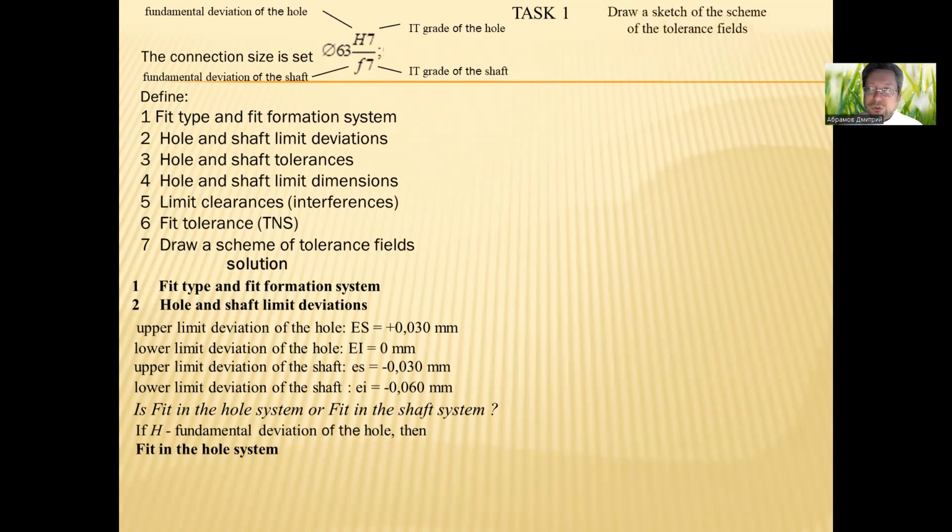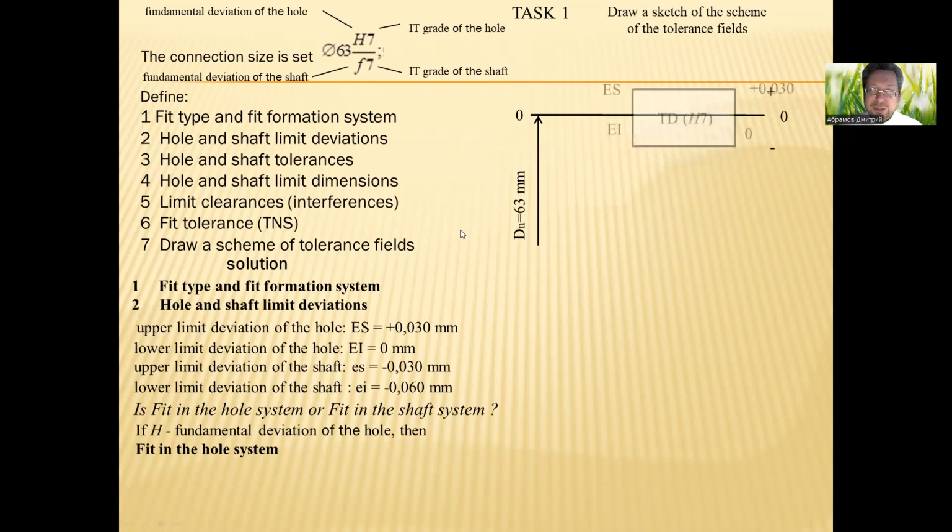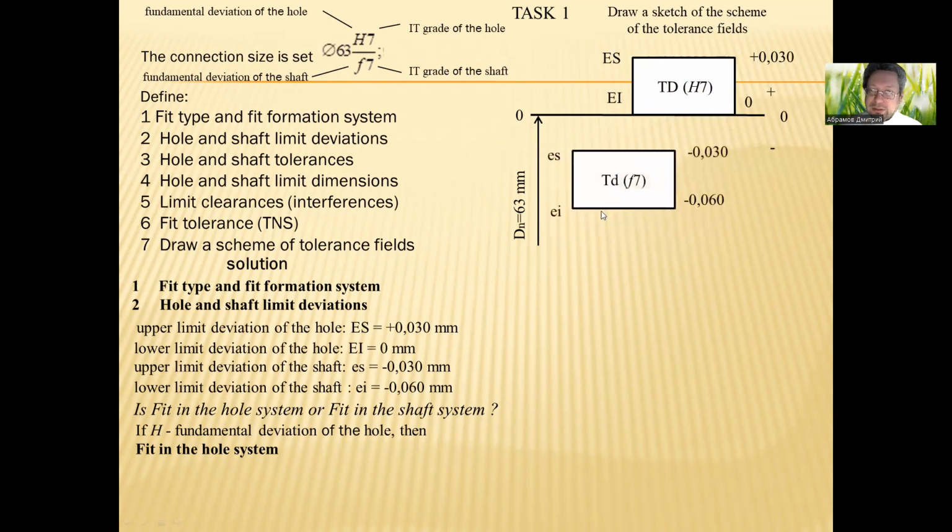Draw a sketch of the scheme of the tolerance field. Zero line, nominal diameter is equal to 63 millimeters. Tolerance field of the hole, big TD, big ES, and big EI, it's all for the hole: upper limit deviation of the hole and lower limit deviation of the hole. And tolerance field of the shaft: upper limit deviation of the shaft and lower limit deviation of the shaft, es and ei, small.